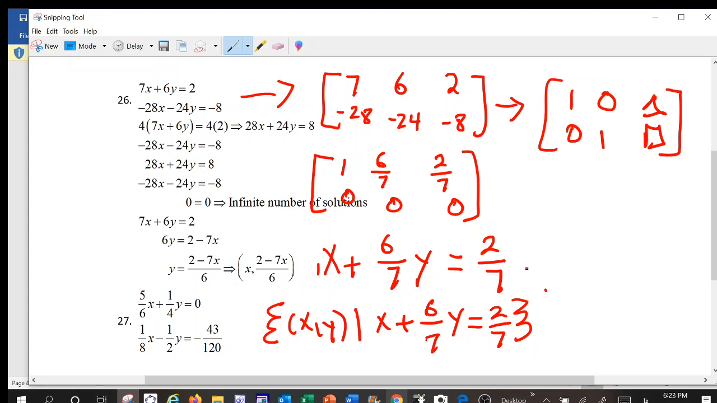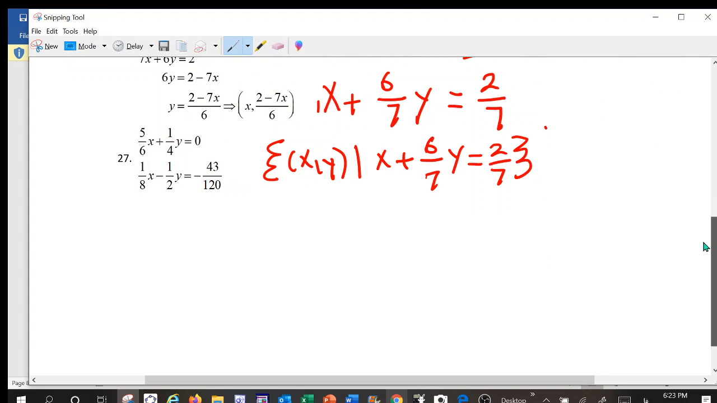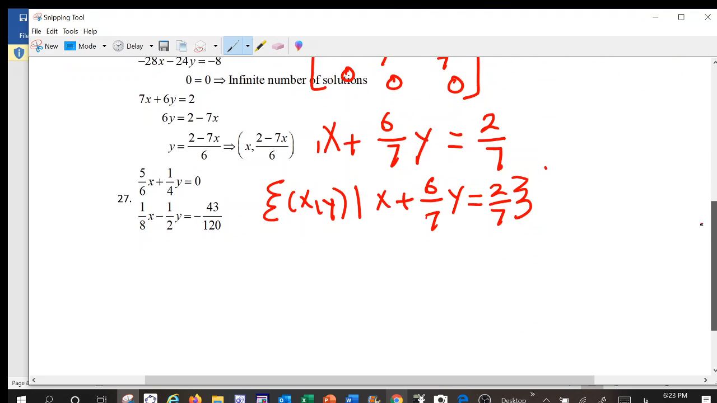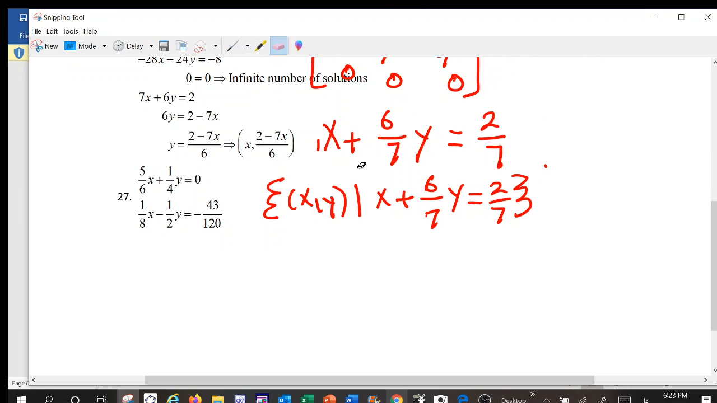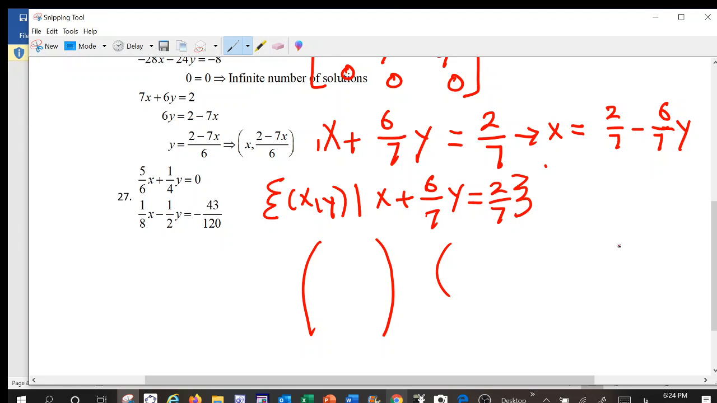Another way to do it would be this way. You say, okay, I know this is the case, right? So why don't I just solve for x here? So say x has to equal what? 2 over 7 minus 6 over 7 y. So y can be anything, x has to be that, right? So sometimes the solutions are given in ordered pairs vertically this way, and sometimes they're given horizontally this way.